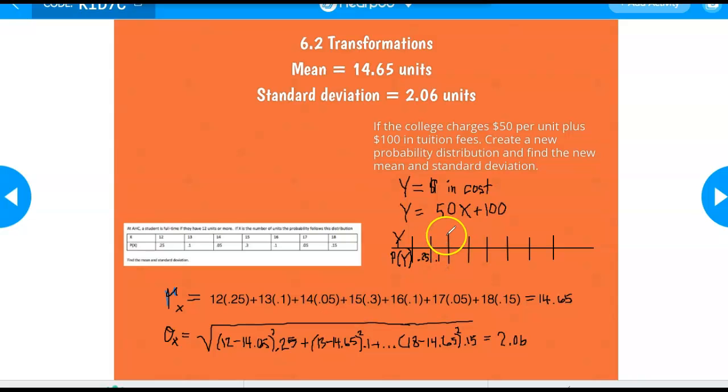So again, you're going to take 12, multiply it by 50, and add 100. That'll give you how much it costs for 12 units.